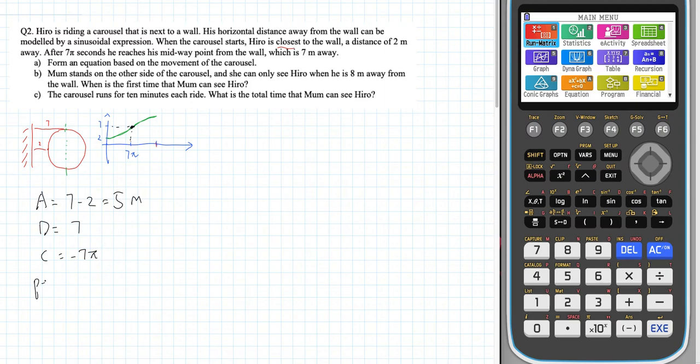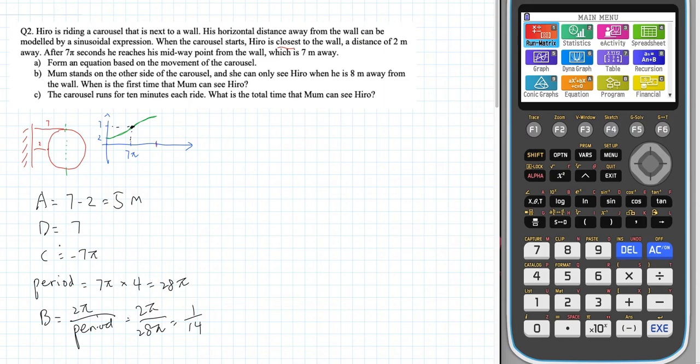Now the period. We can see from the minimum to the center line is basically a quarter of the whole period. That equals 7 pi. So hence the whole period is going to be 7 pi times 4, which gives you 28 pi. Now we also know B is equal to 2 pi divided by the period, which is 2 pi divided by 28 pi. That gives us 1 over 14.